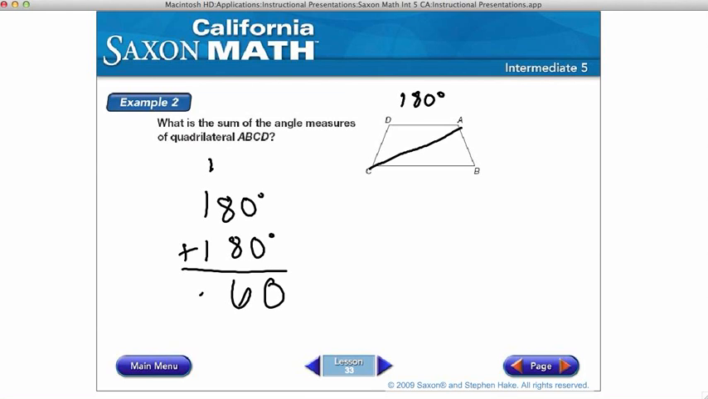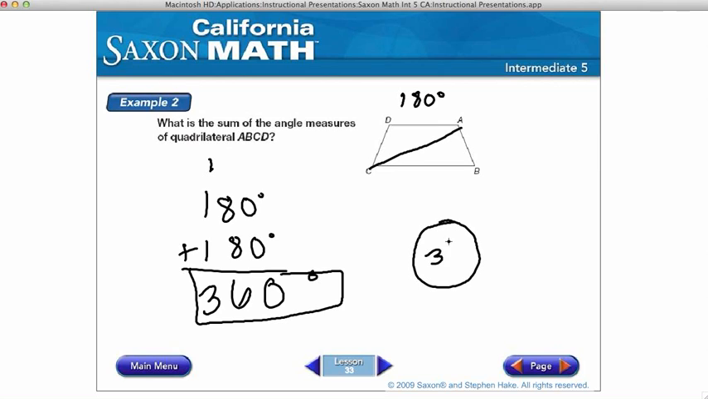and we get 360 degrees. Now notice this is also the same for a circle or for something going all the way around. We have 360 degrees. So even though I don't know specifically what these angle measurements are, I know that the entire thing will add up to 360.